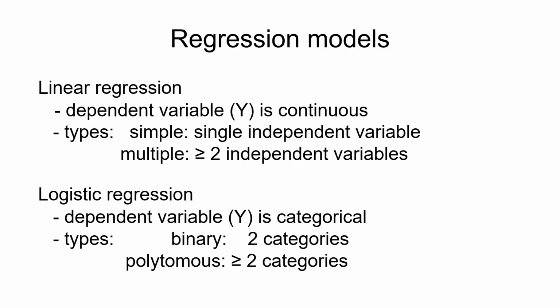The outcome or dependent variable in logistic regression is categorical and may be binary, as sick or not sick, or polytomous, as in mild, moderate, severe depression. The independent variables may be continuous and categorical.